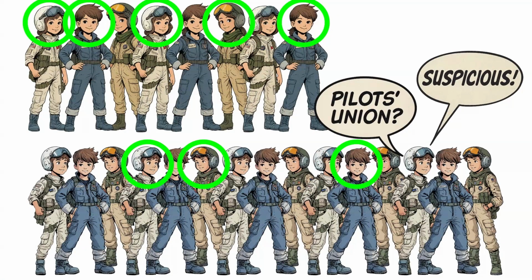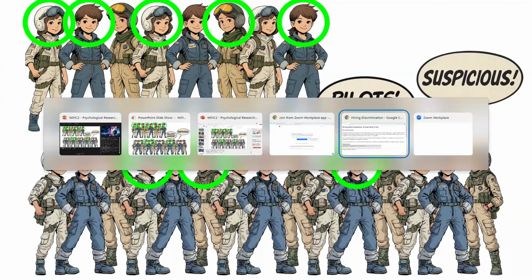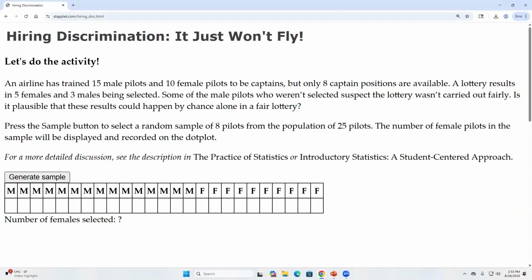So to do that, we are going to go to the StatKey application. I'll post a link to this so that you can access it as well. But this is the activity that we just described. What is really cool is that we know that there were 5 females selected and 3 males selected. But that's our world. So is that result really weird? And if it is weird, how weird is it?